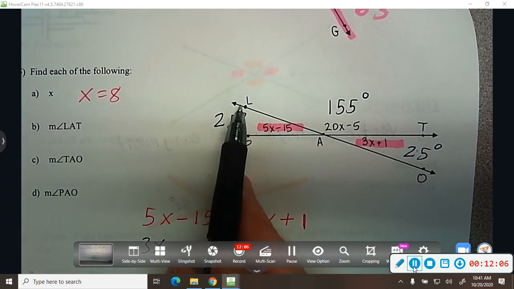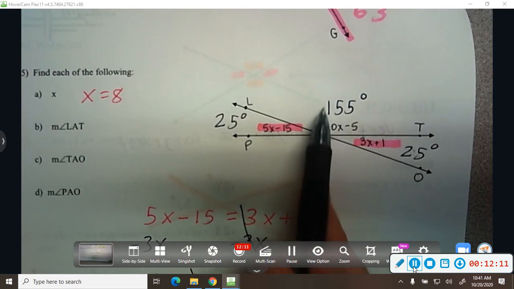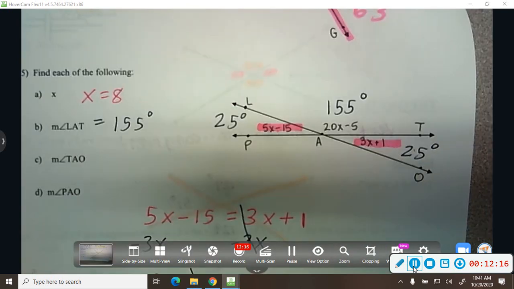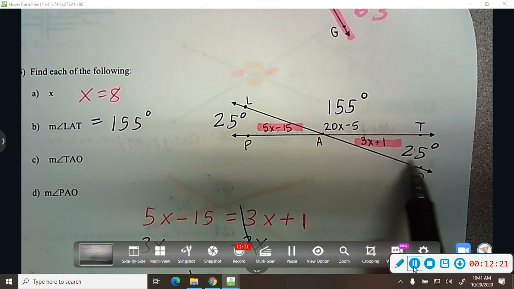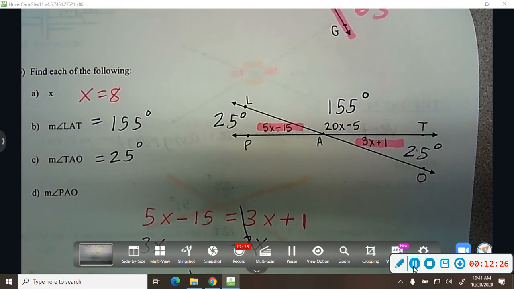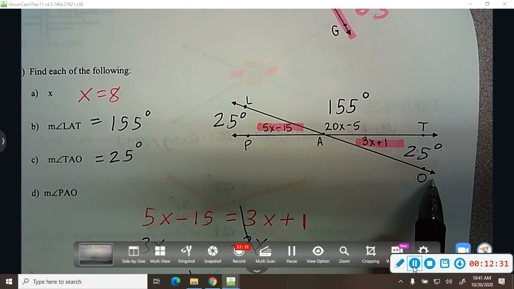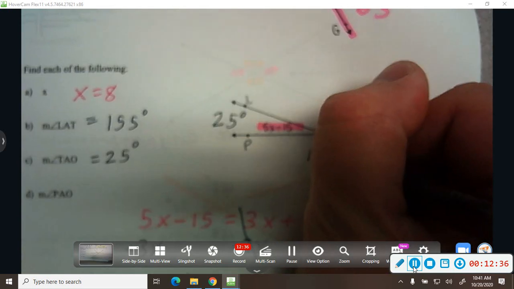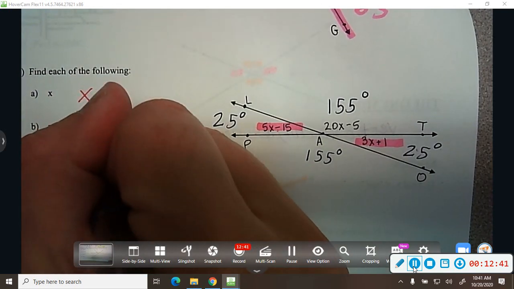What's the measure of angle LAT? LAT would be 155. What's the measure of TAO? TAO, 25. And then PAO, oh, well, if that's 155, then that's 155. Vertical angles. So PAO is 155.